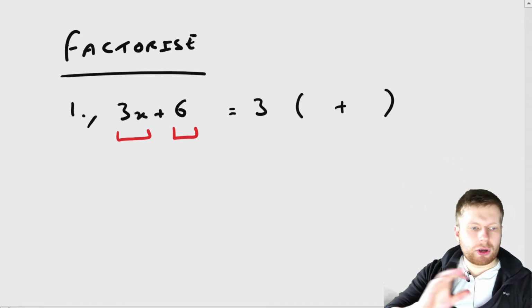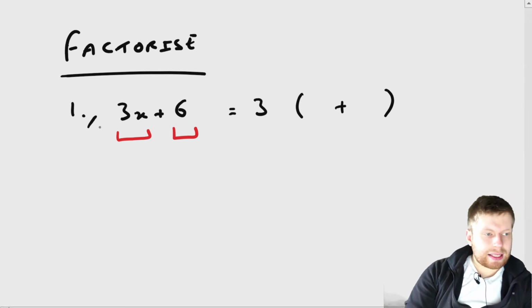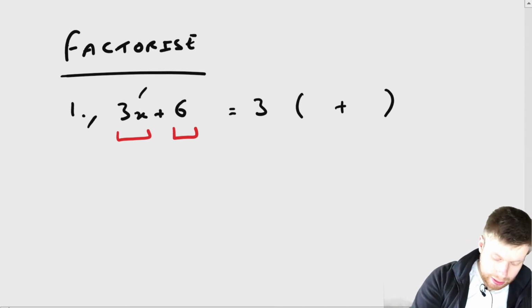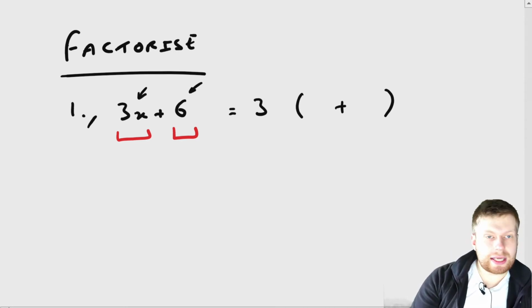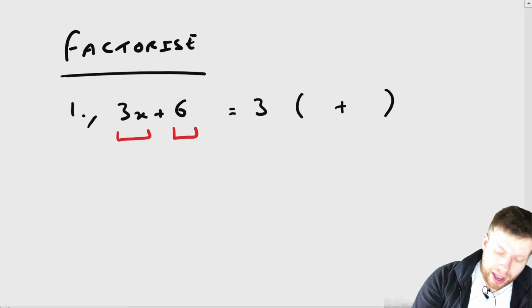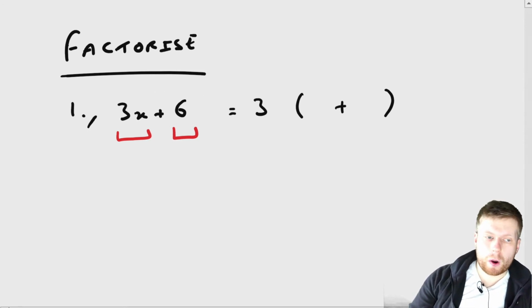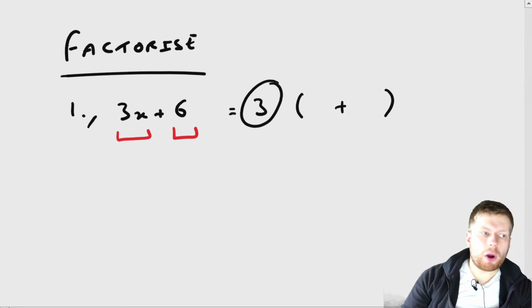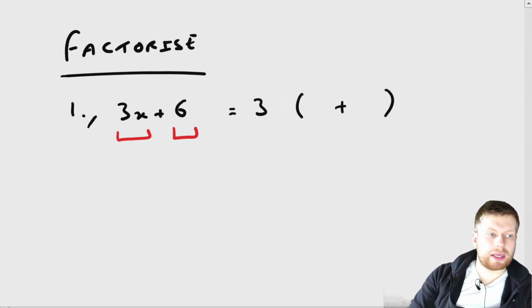Now what I want to do is have a look at the letters. Well, have a look. There's an X in the first term, so there's a letter in the first term, but there's no letter in the second term, which means that I know that there's no factors with the letters that I can remove. All right? So in other words, the 3 is the only factor of both of these terms. It's the only thing that goes into both of these terms.